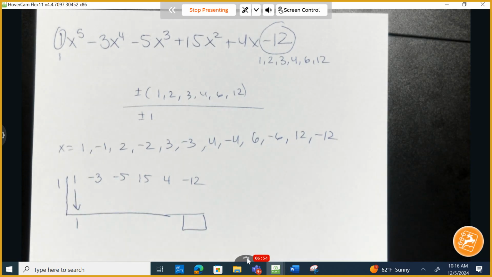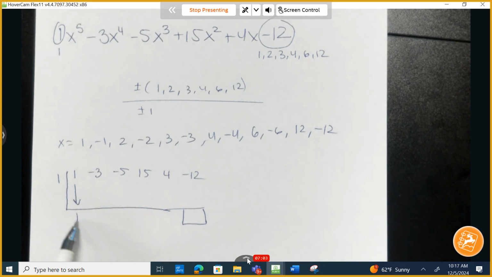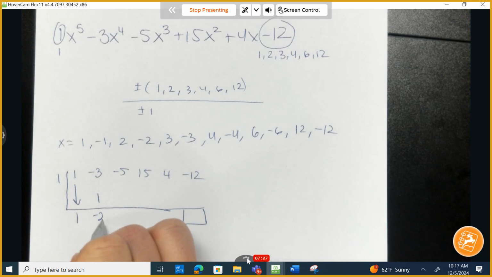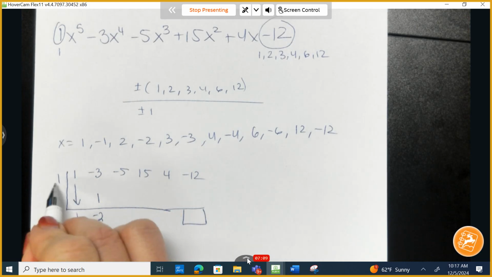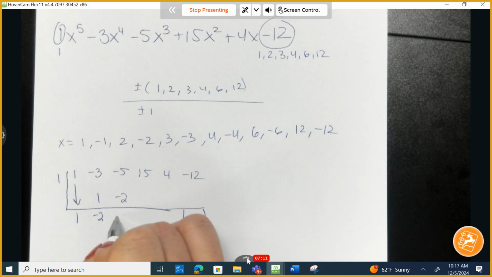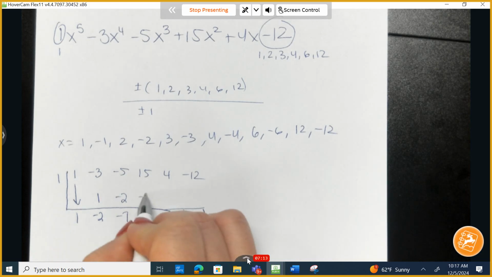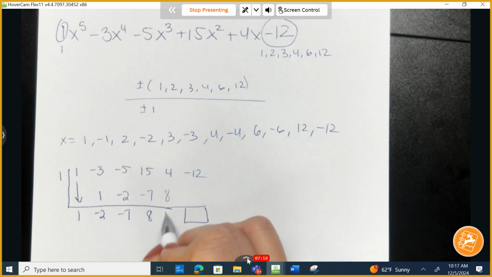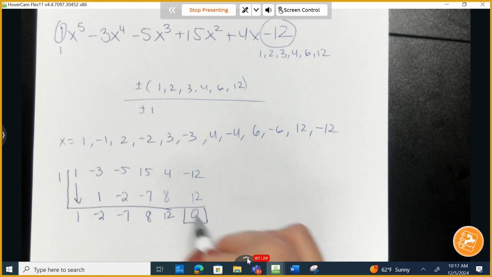If you have somebody in your group that's been gone, this is going to seem like it makes no sense to them. Doing synthetic division, again, I call it the mama method. We're dropping down the first number, and then I multiply to get 1. I add straight down to get negative 2. I multiply, always back to this outside number to get negative 2, and add down to get negative 7. Multiply to negative 7, add down to 8. Multiply to 8, add down to 12. Multiply to 12. What does this mean?